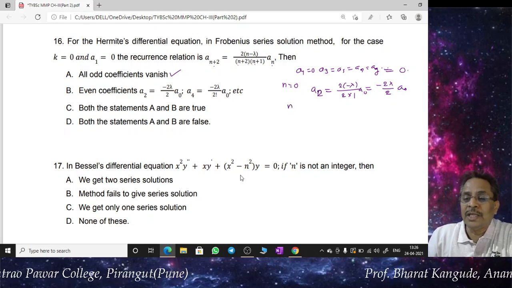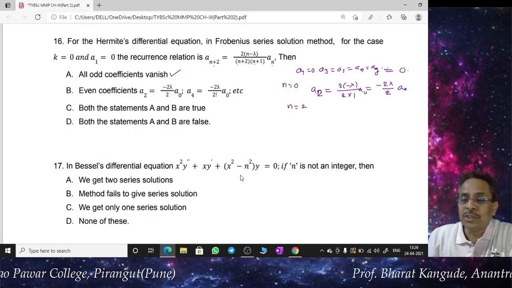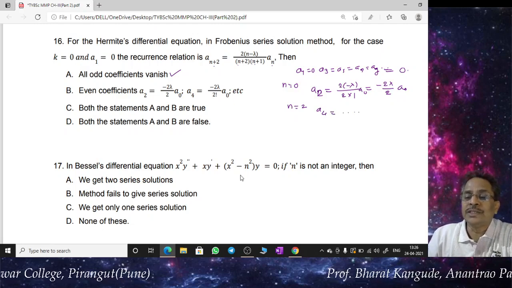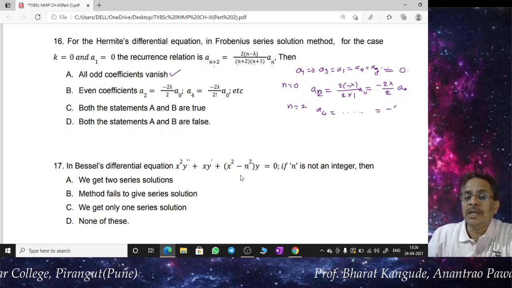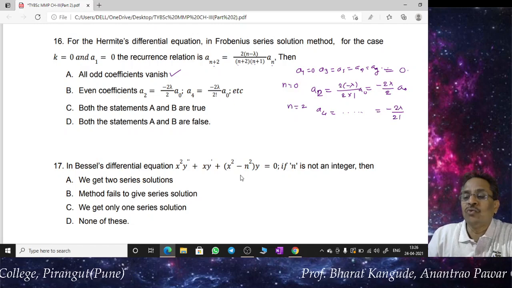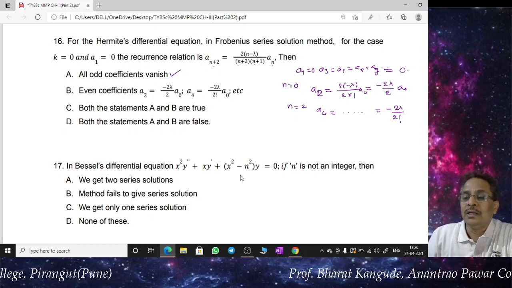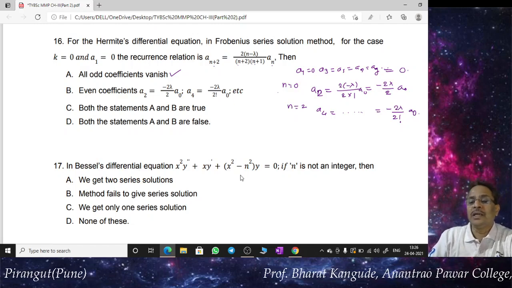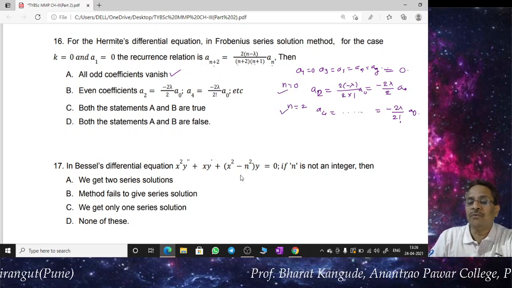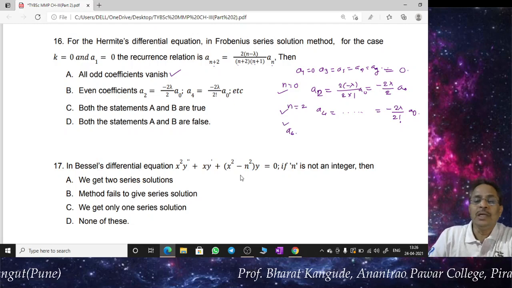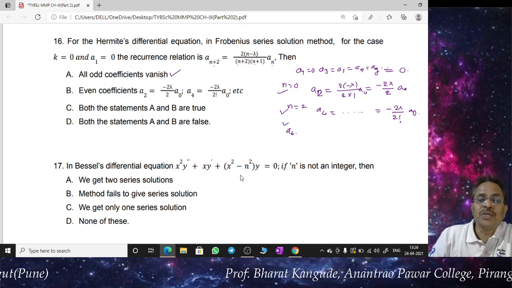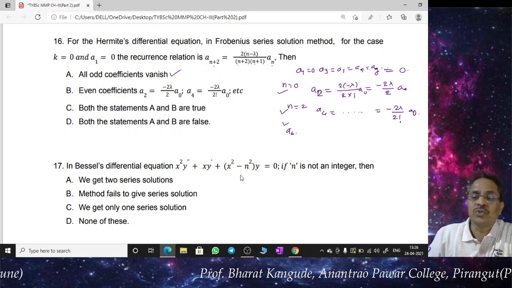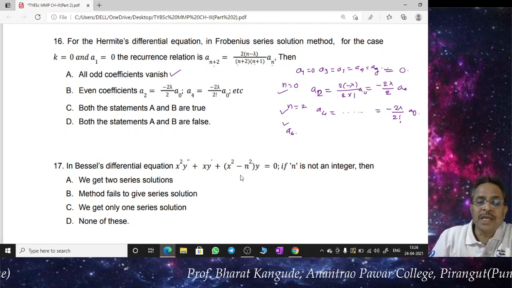Similarly, when I put n is equal to 2, I can substitute this n equal to 2 there. Therefore, a4 is equal to, and doing all these calculations, we will get this to be minus 2 lambda upon 2 factorial into a0. And remember, this is how the even coefficients a2, a4, a6 and so on can be obtained using the same relation as we have shown here. So both statements A and B are true.